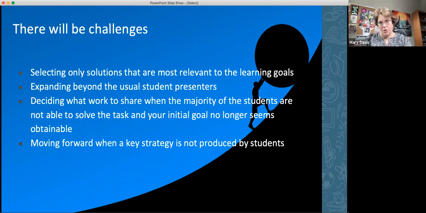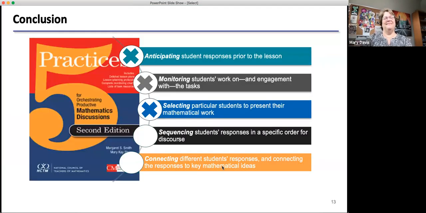Understand that the goals are set. And if there's a key strategy or a critical understanding that the kids have to have, it's still your job to get them there. So there's that. All right, done preaching. Here's our 3 that we've just talked about.